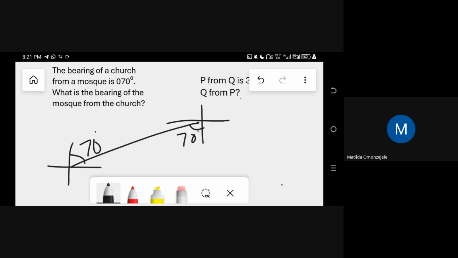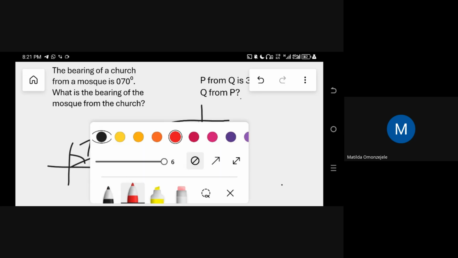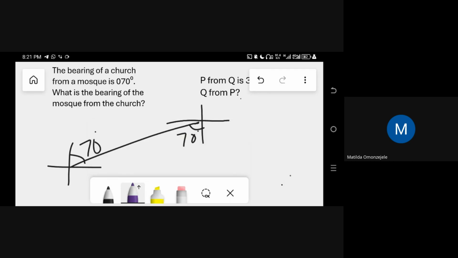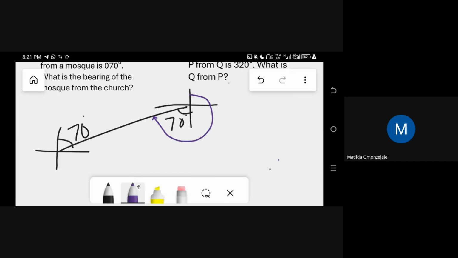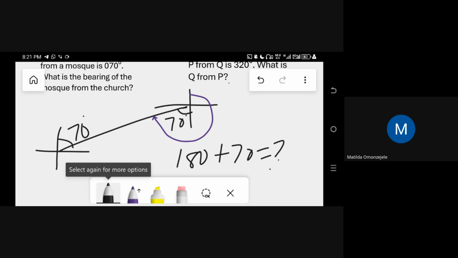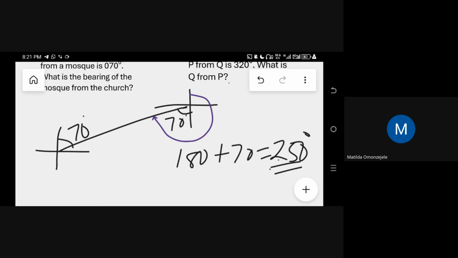So if this is 70, then the alternate here should be 70 as well. So that would be the alternate. And then to get the full angle, that is the bearing, we'll have to count from here down to here. And we do know that from the north to the south is 180. Then there's an extra small angle of 70. So 180 plus 70 gives us 250 degrees. Okay, very good. Matilda, that's correct. The bearing of the mosque from the church is 250 degrees.